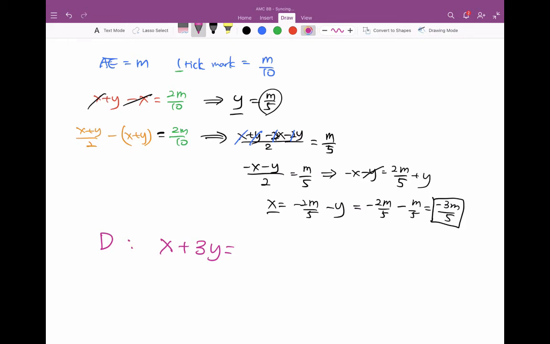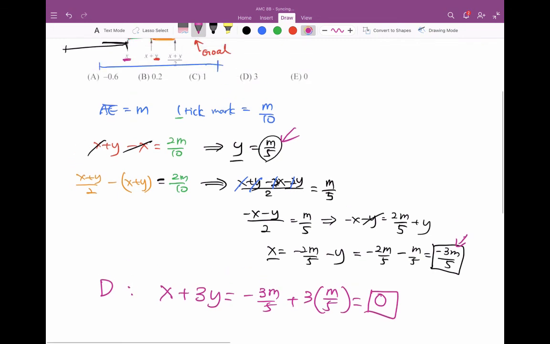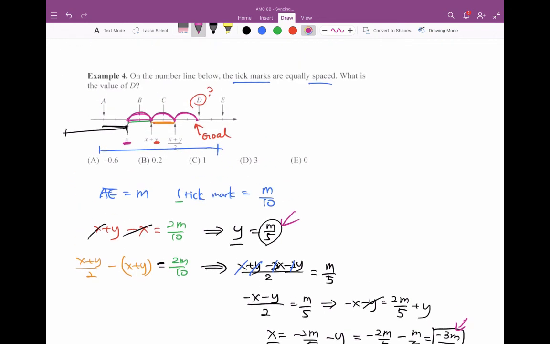So in terms of m, x we found negative 3m over 5 from here. For y, we found it m over 5 earlier, but there are 3 of them. And when you add these up, you will notice it becomes 0. So the answer to this problem is 0, E.